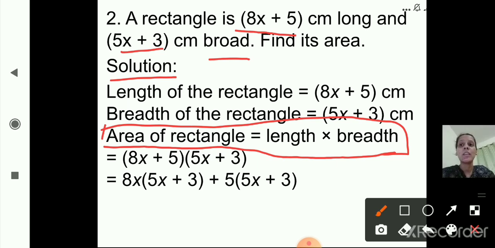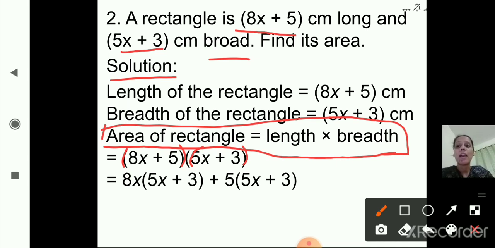Now what is the length? 8x plus 5 cm. What is the breadth? 5x plus 3. So we will multiply 8x plus 5 by 5x plus 3. I have not written a multiplication sign, but there is a multiplication. In the first bracket is the first algebraic expression, and in the second bracket we have written the second algebraic expression. Now we will multiply this, so we will get the area of the rectangle.